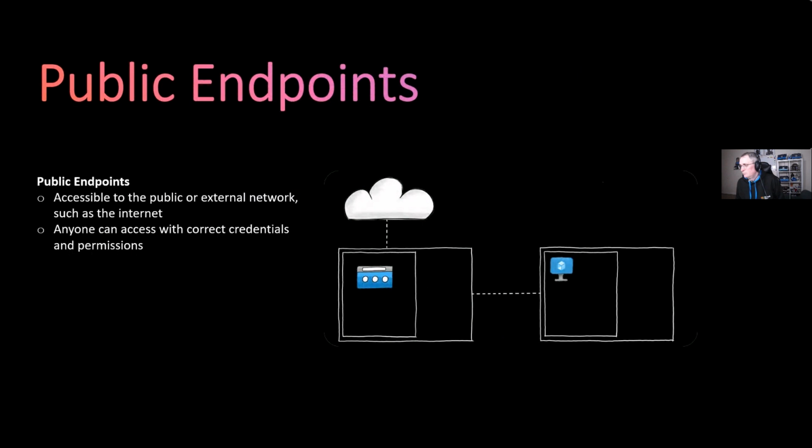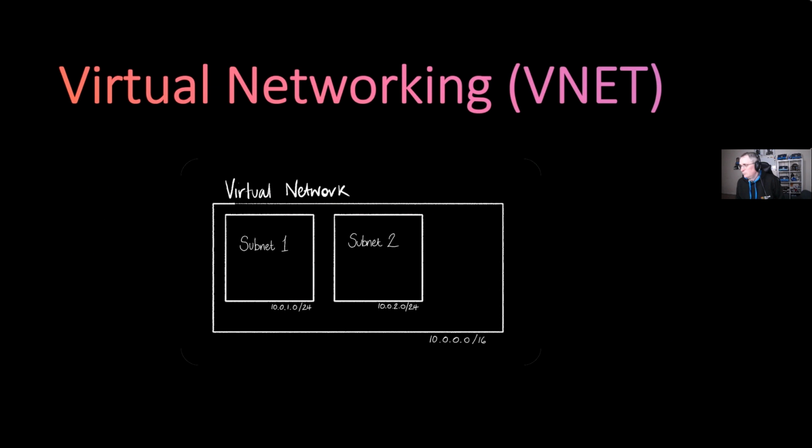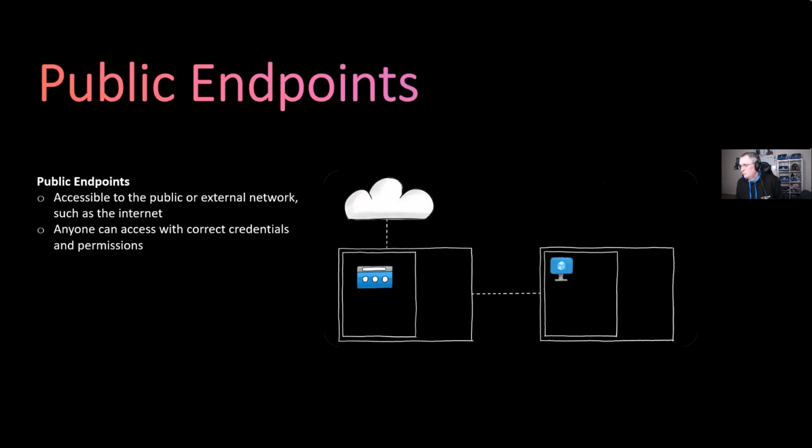So within a VNet, you can deploy services, and they can have either a public endpoint or a private endpoint. A public endpoint, as the name suggests, is publicly accessible. So this is a resource that can get out to the internet, but also the internet can get to it. So most web apps or virtual machines that are hosting web services would have a public endpoint.